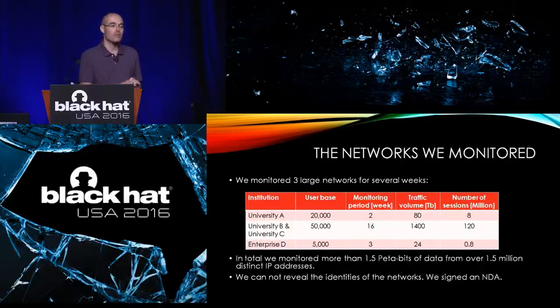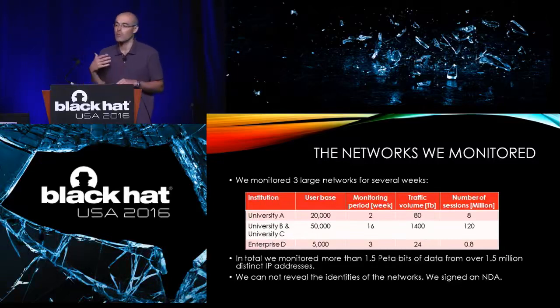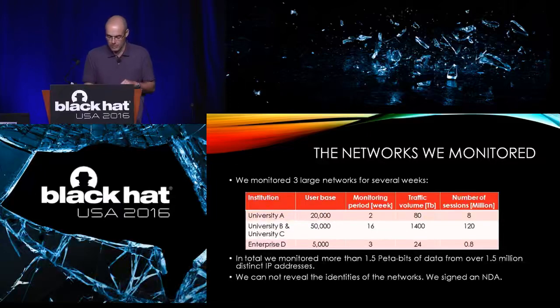Okay, so these are the networks we monitored to search for injections. In total, we monitored the networks of 3 universities and 1 enterprise. I cannot reveal the actual details of the networks because we signed an NDA, but it doesn't really matter. The networks serviced more than 75,000 users, and as I said, in total we monitored more than 1.5 petabits of web traffic.